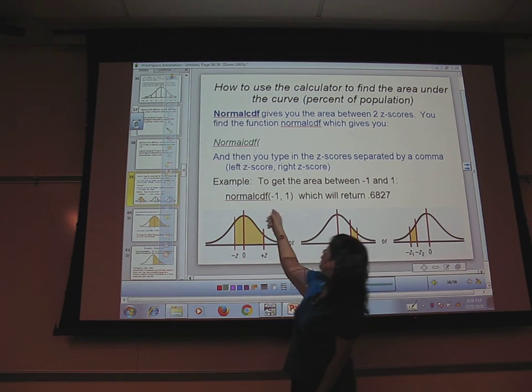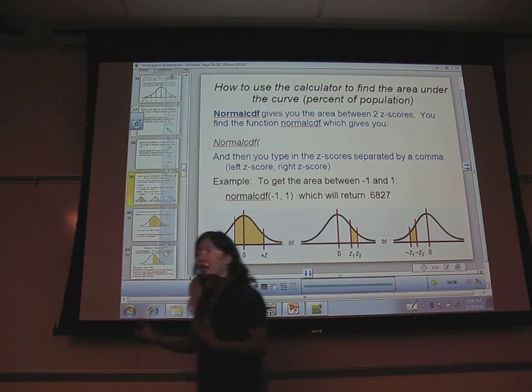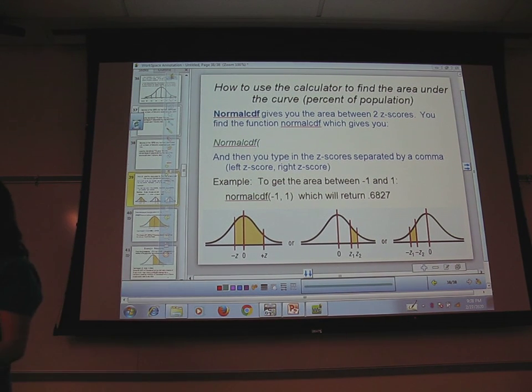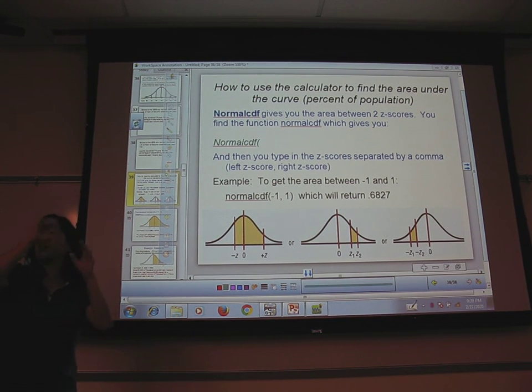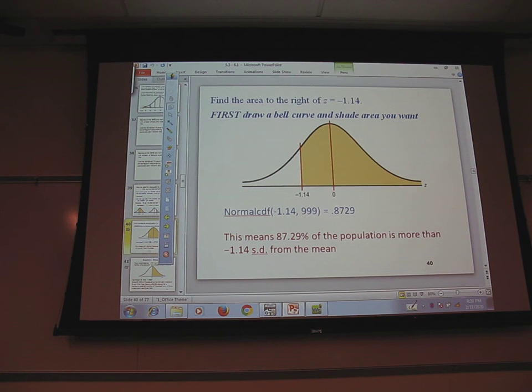Normal CDF, and then you type in the left z-score, comma, the right z-score, the lower one, comma, the upper one. If you have a fancy calculator, then it might give you them separately, where you input the lower one and then the upper one. We'll talk about that in a minute. But let's talk a little bit more about what these things do.